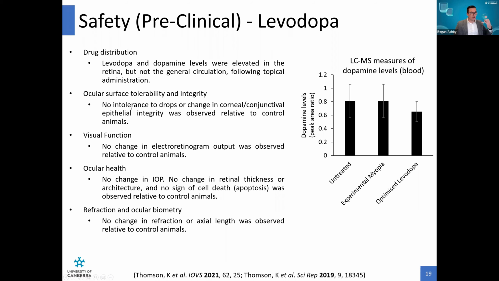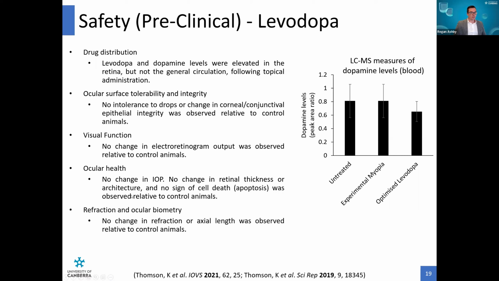The animals showed no reflex in terms of blinking. They showed no change in grooming behavior. They didn't have their eyelids closed. And importantly, there's no corneal or conjunctival epithelial integrity change, which was assessed through fluorescein staining. And that's all compared to their control animals. In terms of visual function, we looked at electroretinogram outputs from the retina and saw no change in ERG outputs relative to control animals. With respect to ocular health, there was no change in IOP.